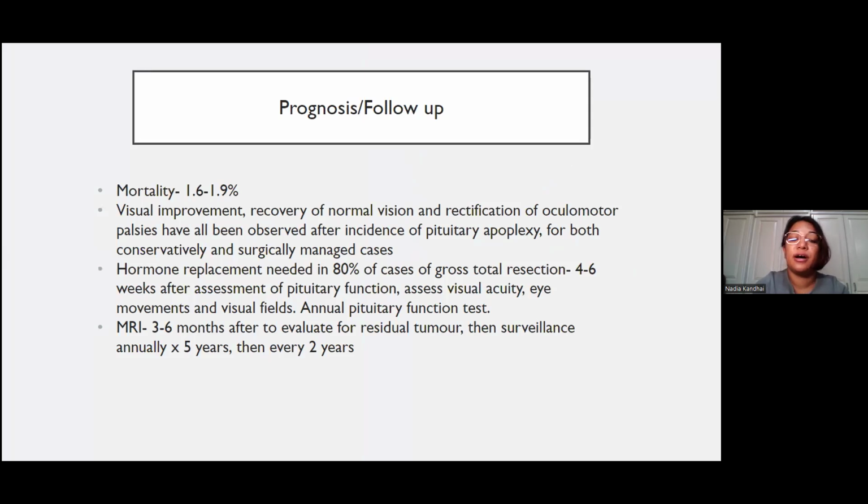4 to 6 weeks after the incidence occurs, assessment of pituitary function should be done, as well as assessing visual acuity, eye movements, and visual fields. An annual pituitary function test should be performed. 3 to 6 months after, an MRI should be done to evaluate for residual tumor, then surveillance annually for the next 5 years, followed by every 2 years after.